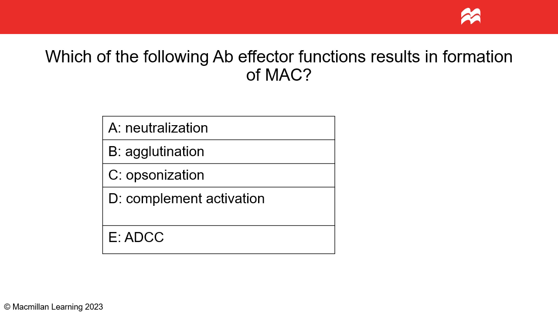Okay, so the question is, let's still move this thing around. Which of the following antibody effector functions results in the formation of the membrane attack complex? So you have to think, what is doing the membrane attack complex?